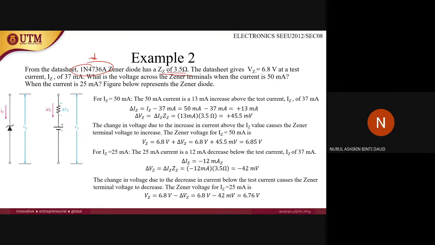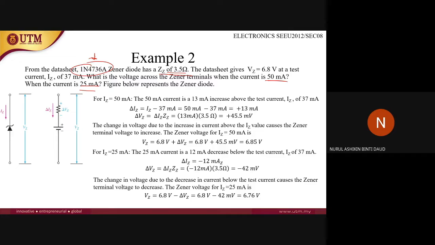So the data sheet gives VZ equals 6.8 volts at a test current IZ of 37 milliampere. What is the voltage across the Zener terminals, VZ, when the current is 50 milliampere? First, when the current is 50 milliampere. Next, when the current is 25 milliampere.